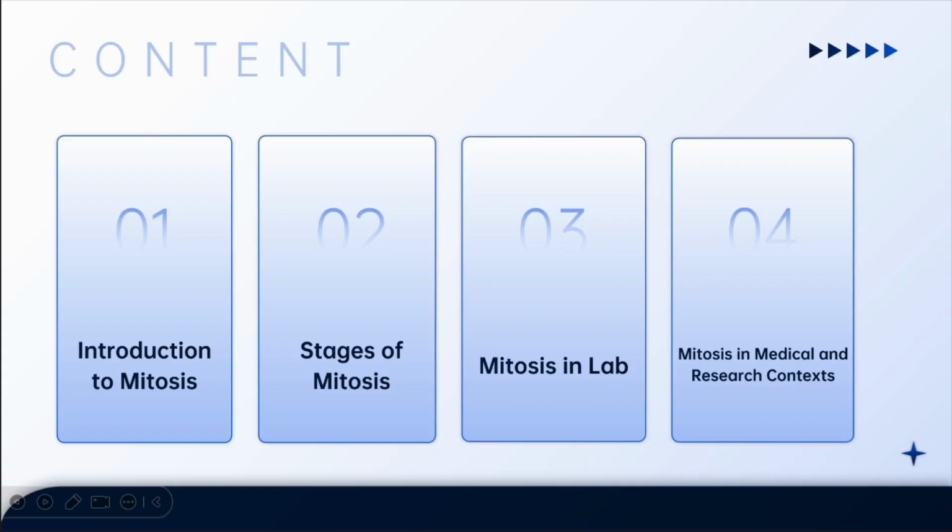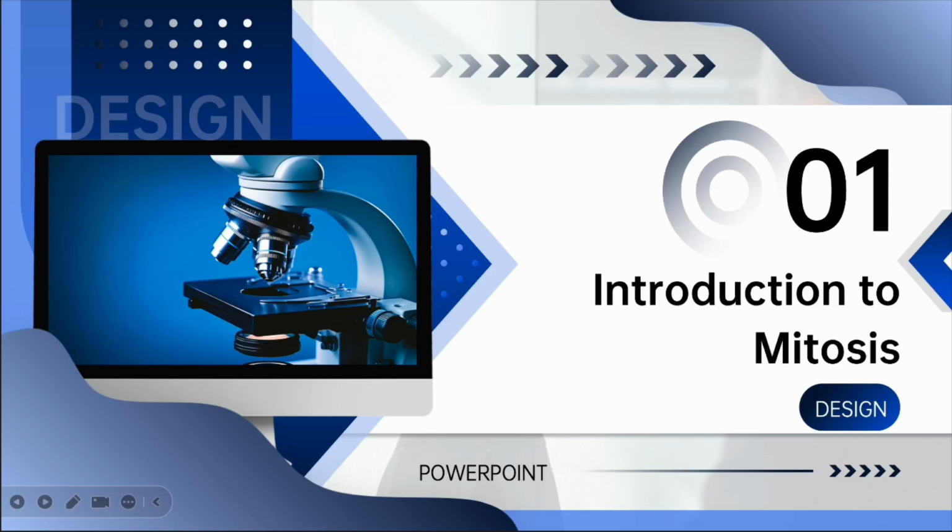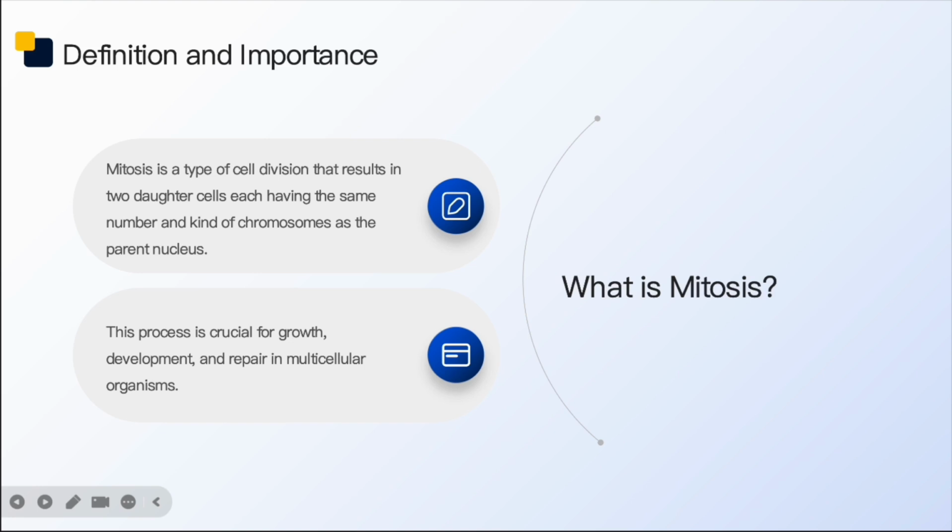My presentation is divided into 4 parts. The first is the introduction to mitosis, the second is the stages of mitosis, then mitosis in our lab, and the last is mitosis in medical and research contexts. First, I want to introduce what mitosis is. Mitosis is a type of cell division that results in 2 daughter cells, each having the same number of chromosomes as the parent nucleus. This process is crucial for growth, development, and repair in multicellular organisms.